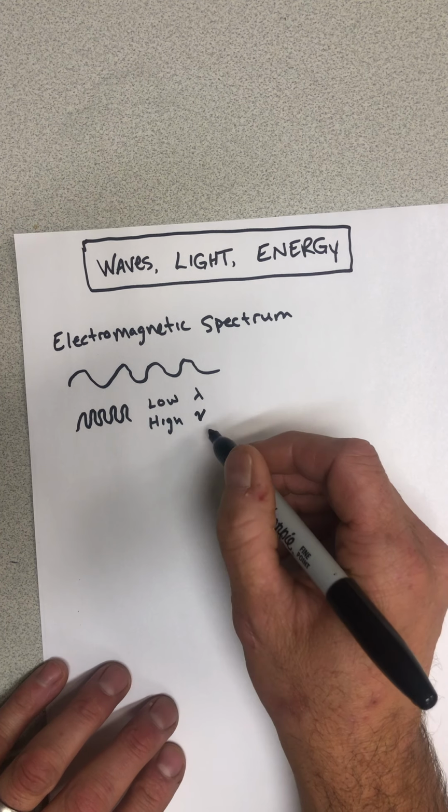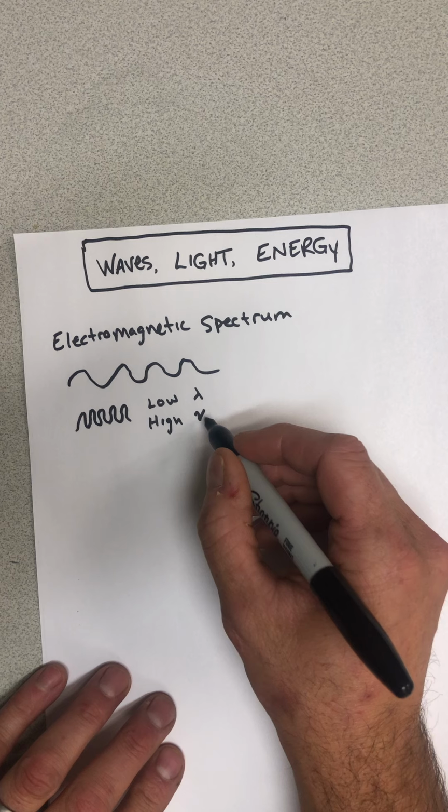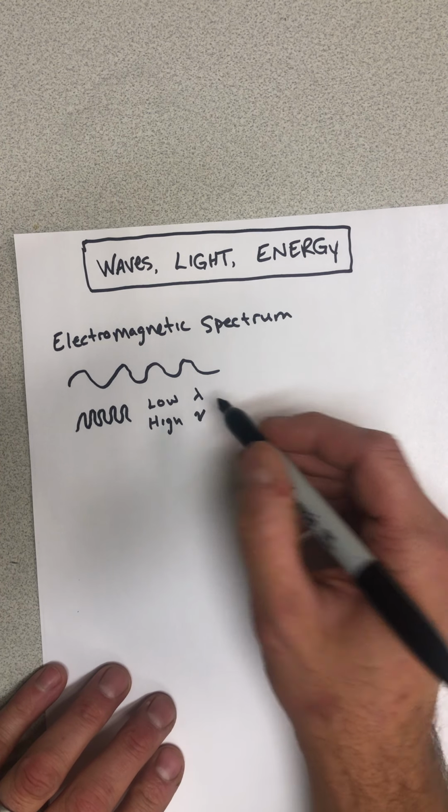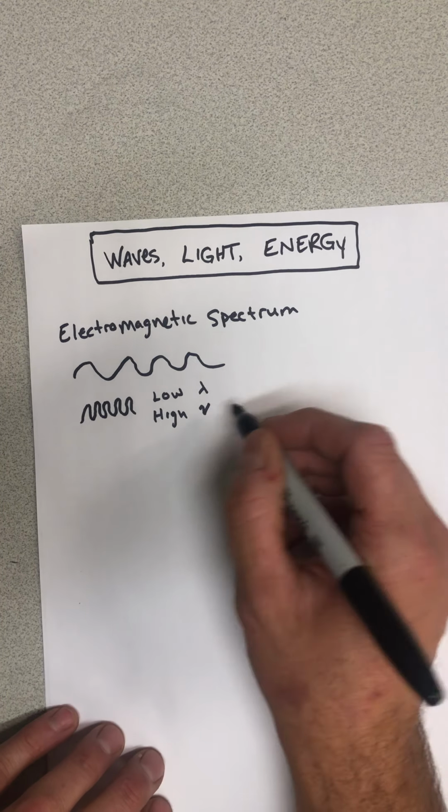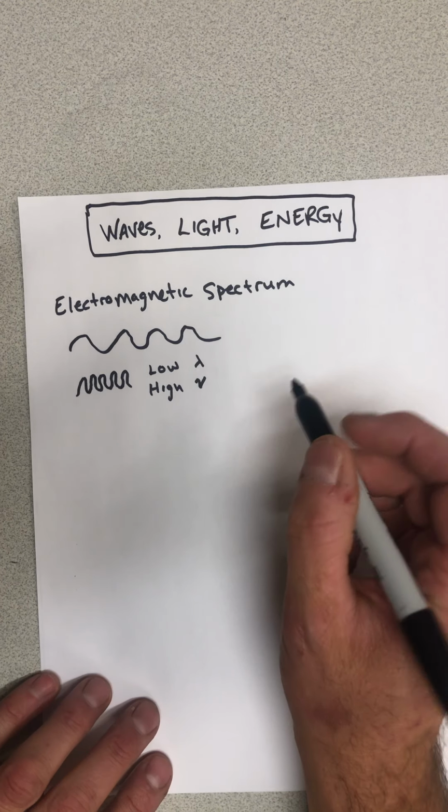That's the variable that we use for frequency. It kind of looks like a V. It's not really a V, but if you're comfortable with it as a V, that's great.